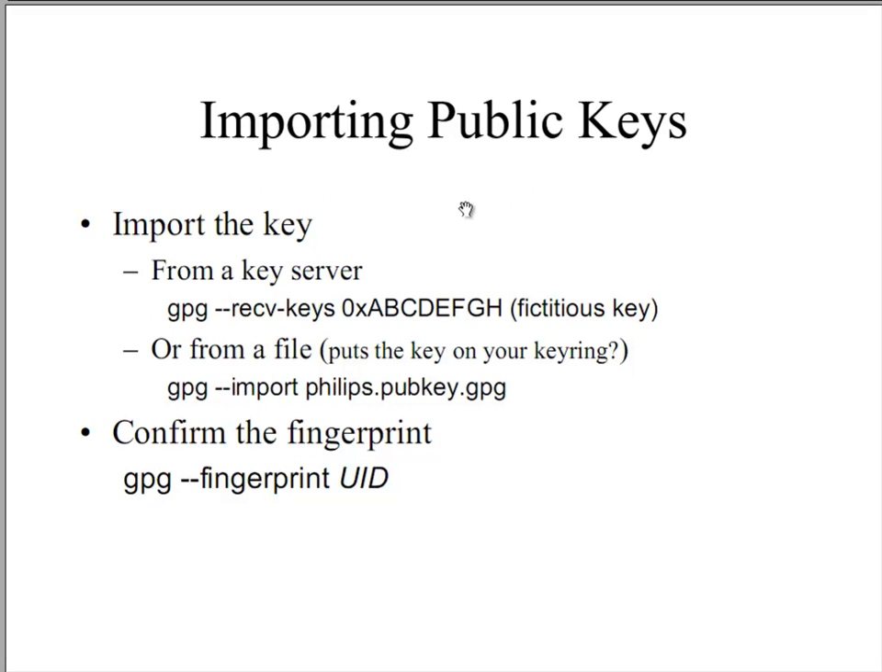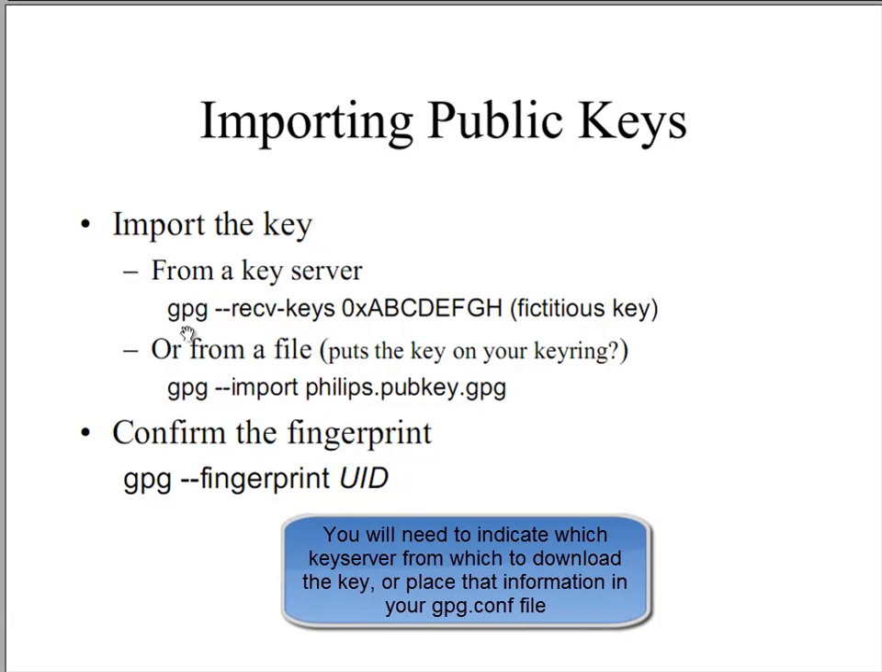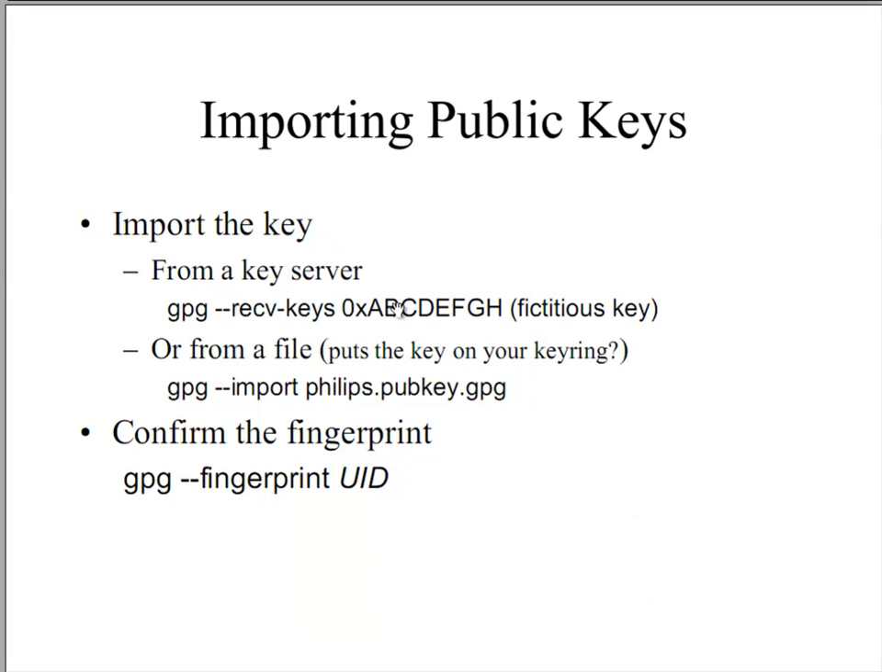Now, of course, if you want to send a confidential communication to somebody, you're going to need their public key. And there's several ways to import or acquire a public key. I've already said that you could download that from the key server, as we just saw previously. Or if in your configuration file you've indicated that you want to use a particular key server, like the Ubuntu key server, from the command line we can use gpg --receive-keys and then the unique identifier of that key. And this is just a fictitious key that I created from here. Or if somebody has sent you a file, you can import it directly using gpg --import philip-pubkey.gpg, and then we want to confirm the fingerprint using gpg --fingerprint UID. So let's take a look at that.